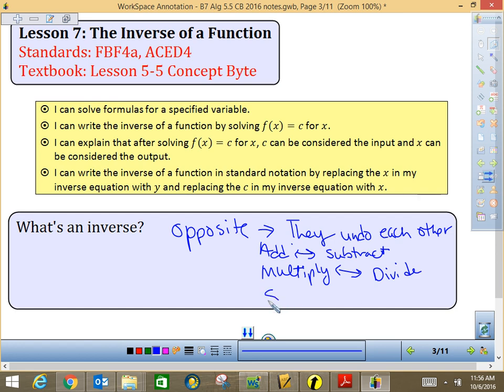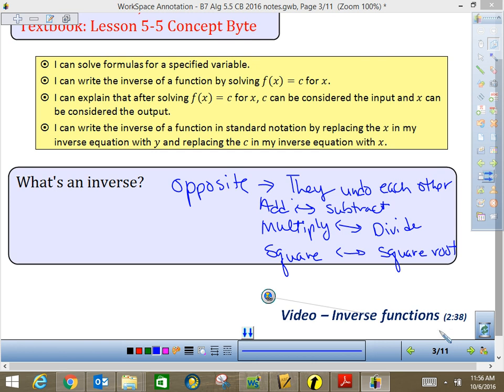How about if I square something? What's the inverse of squaring? Taking the square root. Okay. So there's a short video that we are going to watch with this, and then we're going to talk about the inverse function on the bottom. Okay. So we're going to watch this.